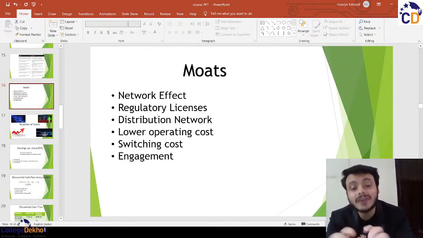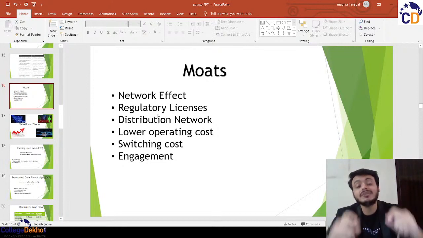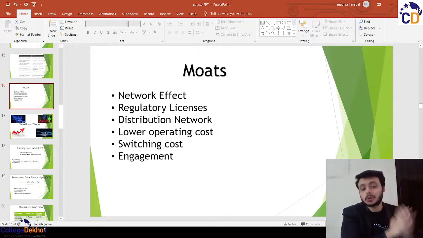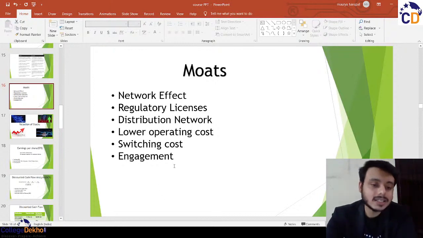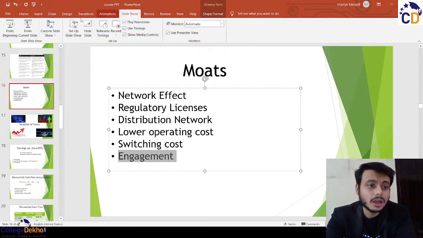That means such advantages, such powers, such skills the company has, or such work the company does, which cannot be copied by other companies. And if some other company is copying, it is very difficult for them to do so. That we call moats. So look for moats. Let's start from the below one. Let's start with engagement.